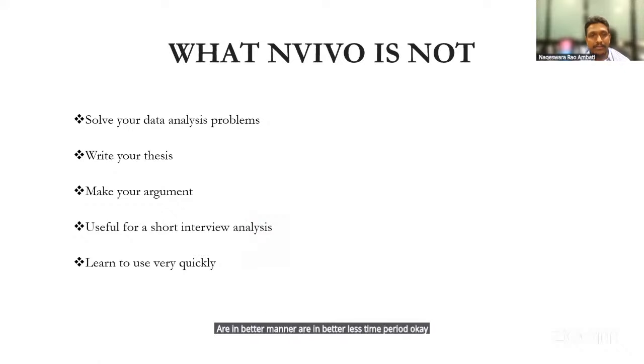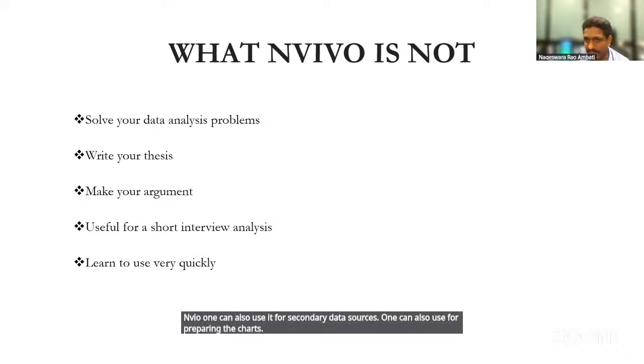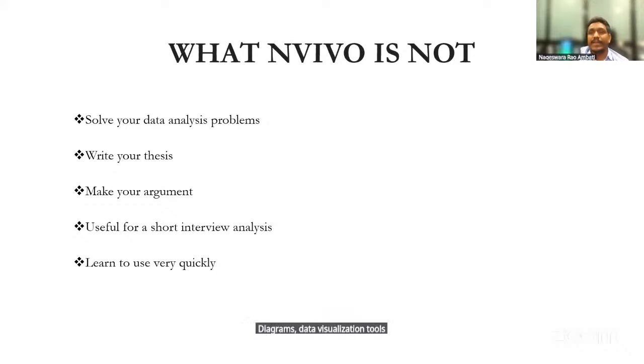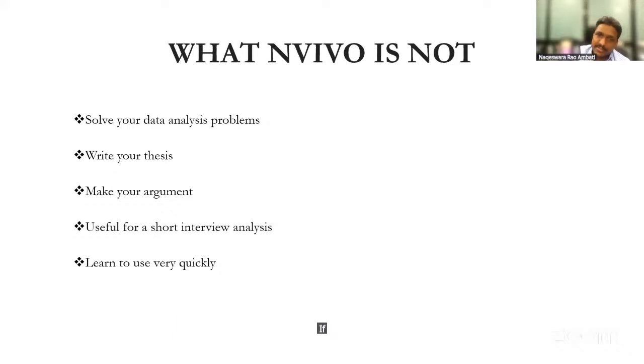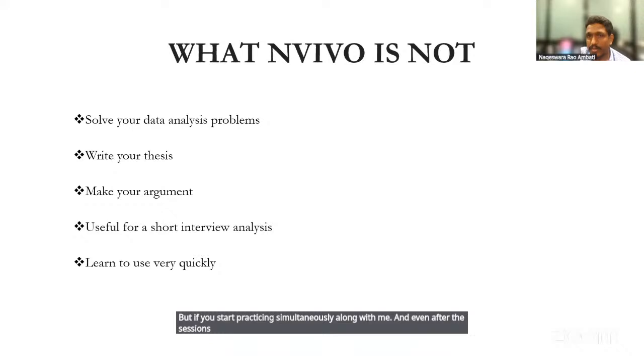And NVivo is not only for primary data. One can also use it for secondary data sources. One can also use it for preparing charts, diagrams, and data visualization tools, including bar charts and tables. Right now you are listening, and I'm sure some of you might be practicing simultaneously along with me. If you simply listen, it may take more time. But if you start practicing simultaneously along with me, and even after the session, definitely you'll remember the concepts. So that's what I want to tell you before starting the session.